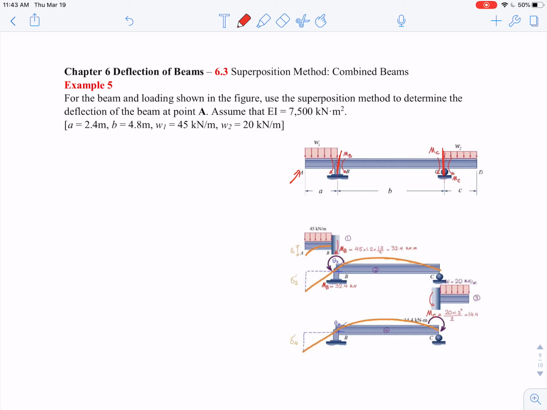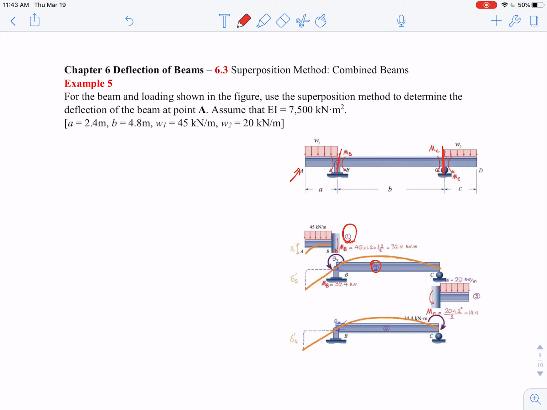You can name them. The first part between A and B will be beam 1 here. It's a cantilever subjected to a distributed load. Then BC will be beam 2, a simply supported beam subjected to a bending moment from W1.